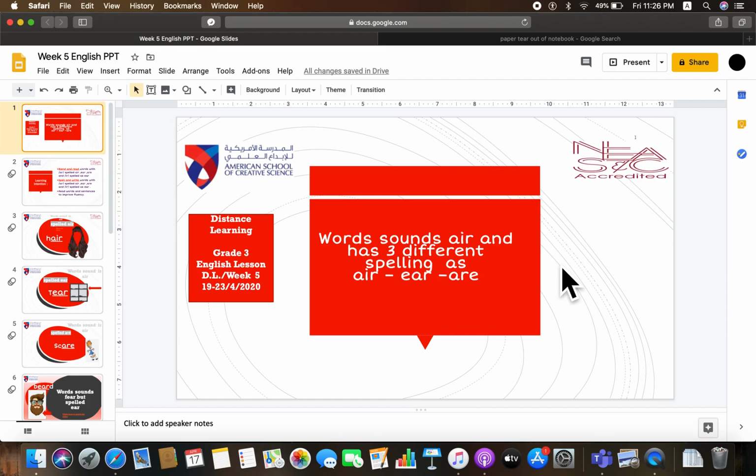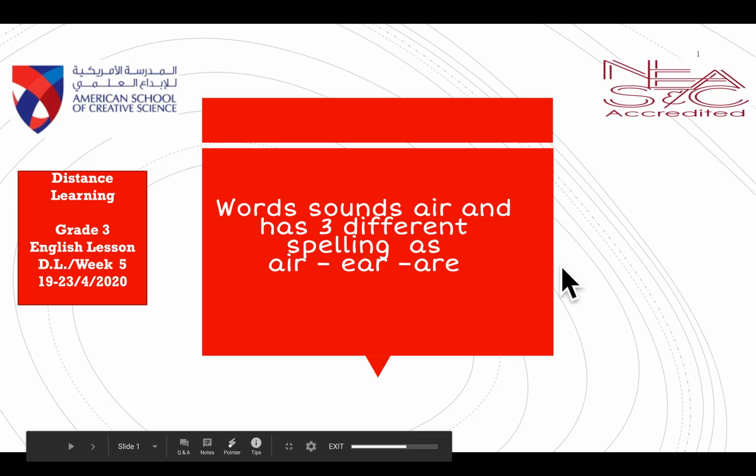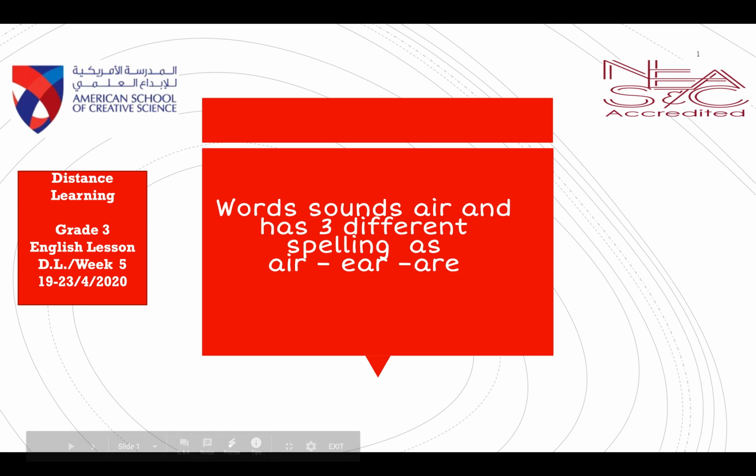Now let's get started on our presentation. The first part will be for phonics. In phonics, we will be exploring words that have the 2 sounds air and ear. So our first part is about words that have the sound air in it. And this comes in 3 different spellings: A-I-R, E-A-R, and A-R-E.